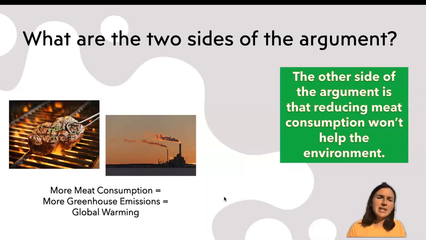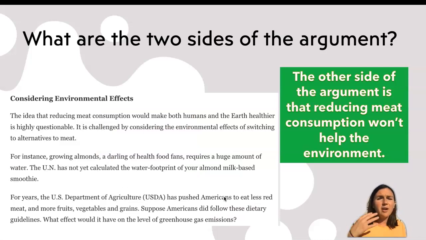So there are two sides in the argument. One is that eating more meat can lead to increased greenhouse emissions, which ultimately leads to global warming. But there's another side of the argument, which is reducing meat consumption won't actually help the environment. And there are many pieces of evidence from this Newsela article to support that eating less meat won't solve our problem of global warming. So be sure to pay attention to that as you're reading.